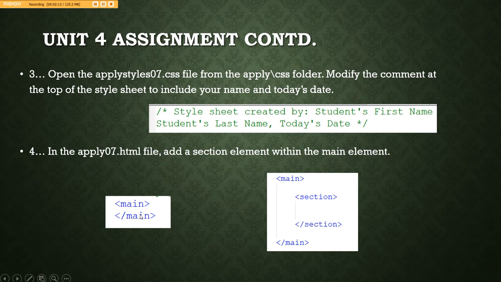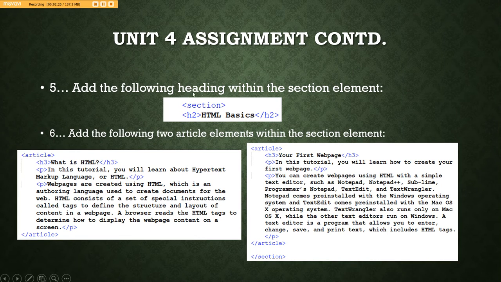Then you're going to go back to the HTML file and add a section element within the main element. So in your HTML file, there is already a main element. So in the main element, you're going to add a section element. This is what a section element looks like. And then you're going to add a heading within the section element. So after the first section tag, you're going to add a heading, HTML basics, and then close the heading.